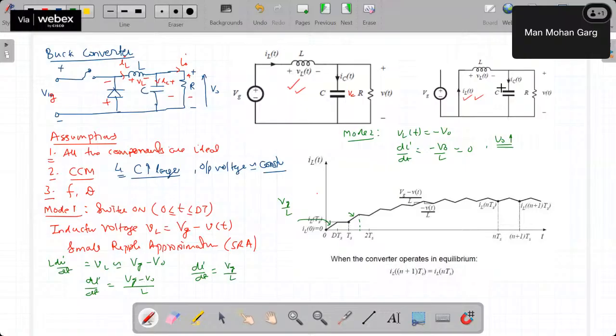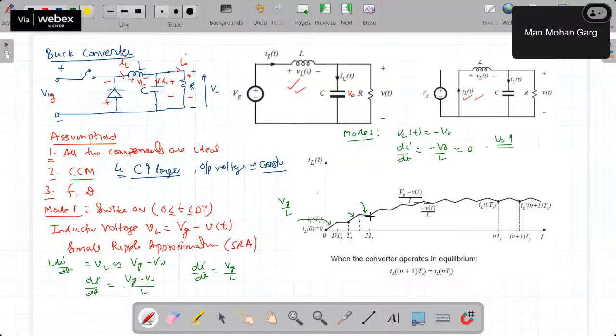After this, what will happen in the next cycle? Again, this switch will be on, so this will be the equivalent circuit. We will follow this equation. Now the value of V naught has increased, so this slope in the on condition will further decrease.